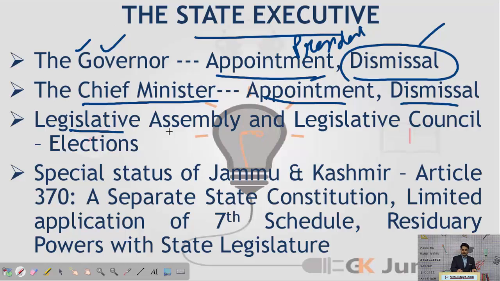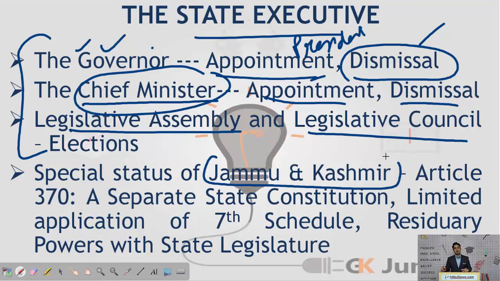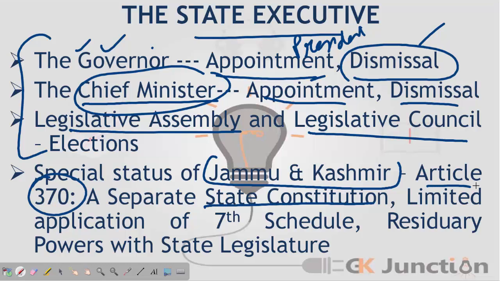Now there is also the state legislative assembly and legislative council. All the ministers take oath from the governor. Chief minister takes oath from the governor. This is present in all the 29 states. But there are 28 states apart from Jammu and Kashmir, which has its own constitution by virtue of Article 370, which gives certain special status to the state of Jammu and Kashmir.